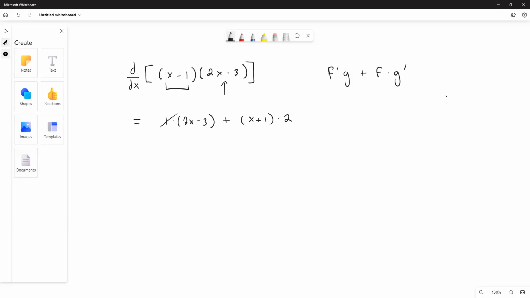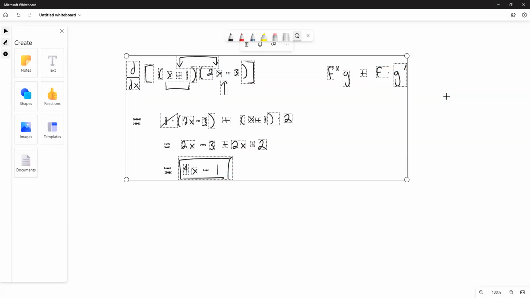So the 1 we can just kind of ignore because 1 times anything is itself. So then we have 2x minus 3 plus 2x plus 2, which equals 4x minus 1. Okay. You could also remember you don't have to use the product rule. You can multiply these things out and do the derivatives of the terms individually when you get the quadratic trinomial. Okay. Let's do the next piece.